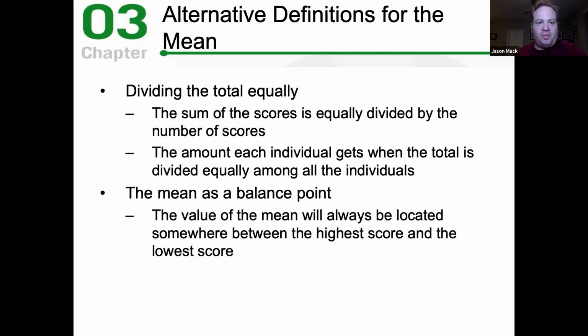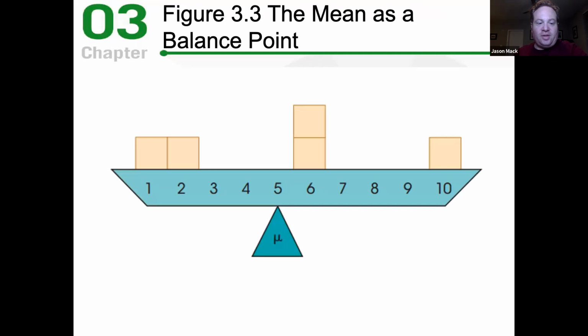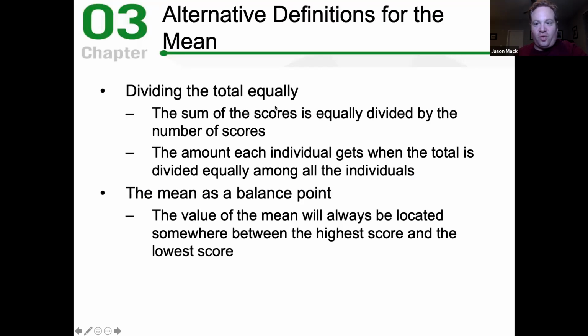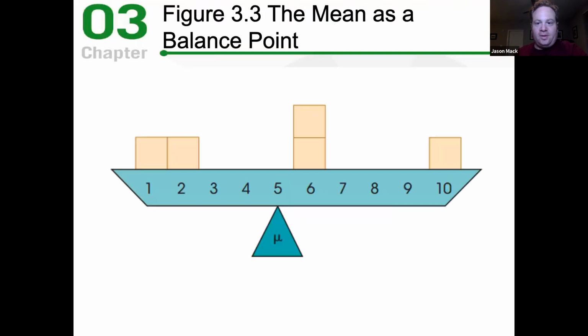Some alternative definitions for the mean: dividing the total equally, the sum of the scores equally divided by the number of scores, the amount each individual gets when the total is divided equally among individuals, the mean as a balance point. The value of the mean will always be located somewhere between the highest score and the lowest score. And there's absolutely applicability in this if you're working on your infographics. Try to negotiate the mean with your salary in your future job. Maybe you've been out looking at salary.com. So this is a way to look at the mean. It's a balance point. It's the average. A mean is an average.